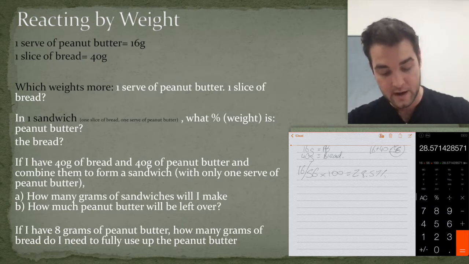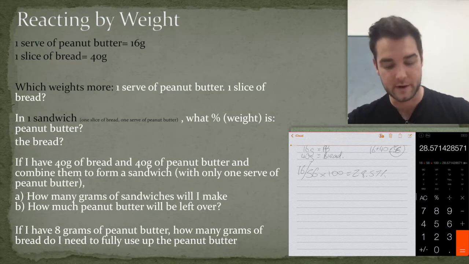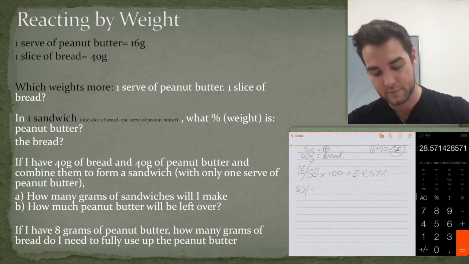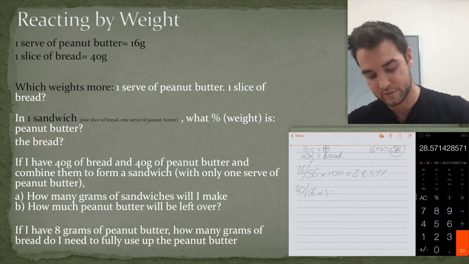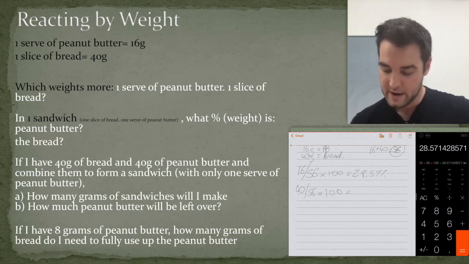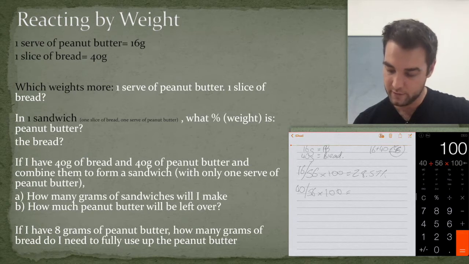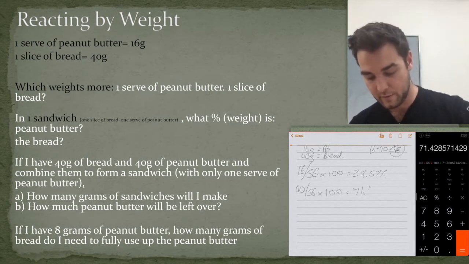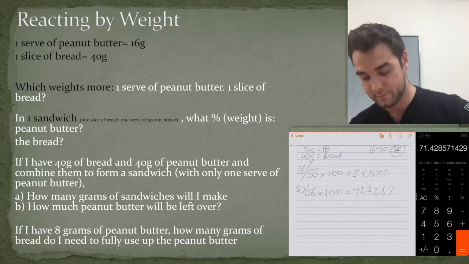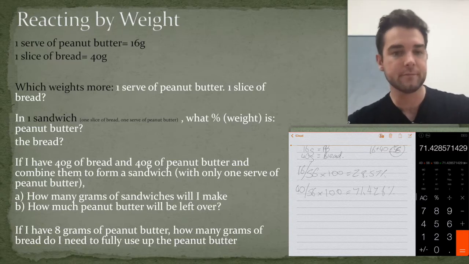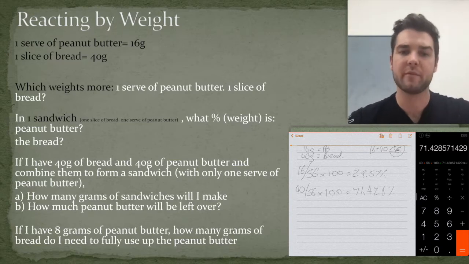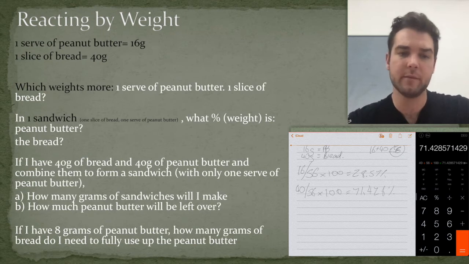It's the same thing again. This time though, we're not interested in the peanut butter, we're interested in the bread, which is 40 grams divided by the total, which is 56, multiplied by 100. So let's do that: 40 divided by 56 multiplied by 100 equals 71.428%.